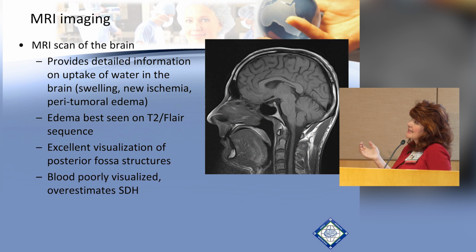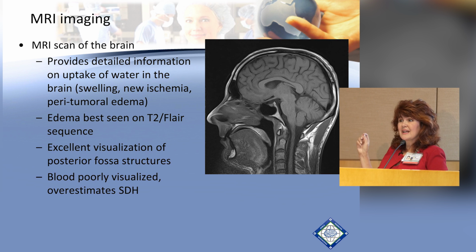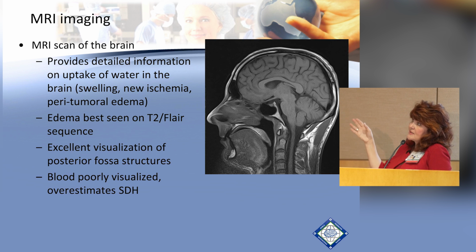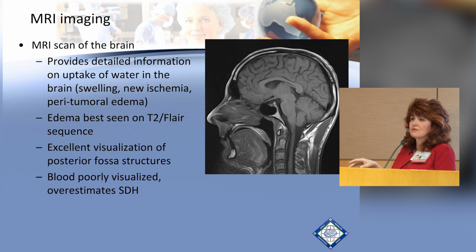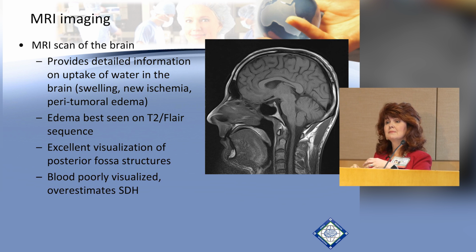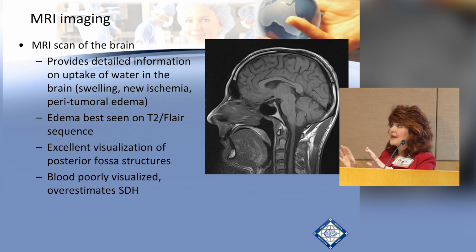So MRI scan of the brain provides very detailed information on the uptake of water. That's how it works. It looks at how the water is moving in the brain. And it looks for swelling, new ischemia, peritumoral edema. It's really best seen on T2 and FLAIR if you're looking for swelling. And there's excellent visualization of the posterior fossa structure. So the brainstem and the cerebellum, fabulously seen on an MRI.